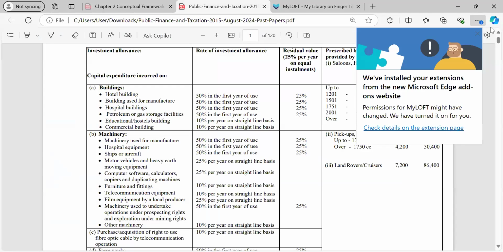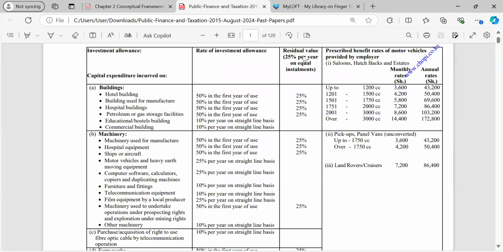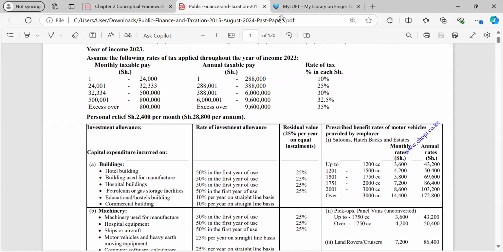Right, so look at this. This one is a tax table, and this is adopted from a CPA past paper. So this is the same tax table that we use, and it is the same tax table coming from the Kenya Revenue Authority. So this is the tax table for the year 2023. That is the one which started July 2023 and is still going on now.